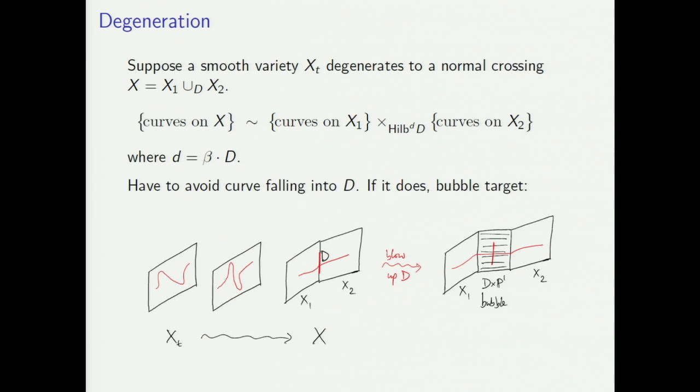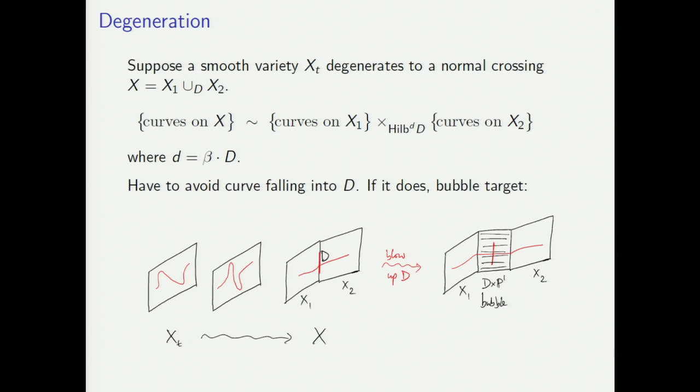Okay, but to do this, that obviously doesn't work if the curve itself falls into D. So here's the picture of x degenerating into two pieces, x1 and x2, with D in the middle. And what we're trying to avoid is having a component of the curve, or the curve itself, lying in this crease in the middle, in D, because then this won't work.